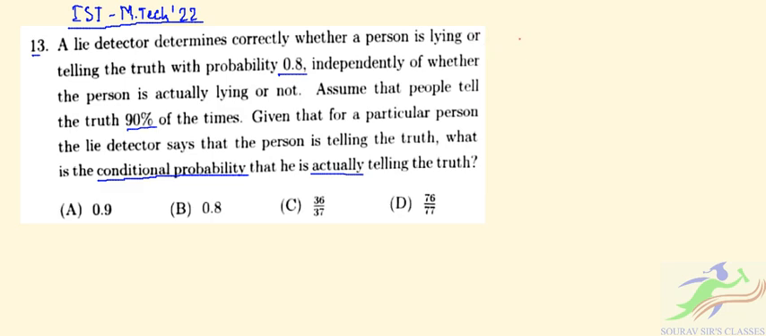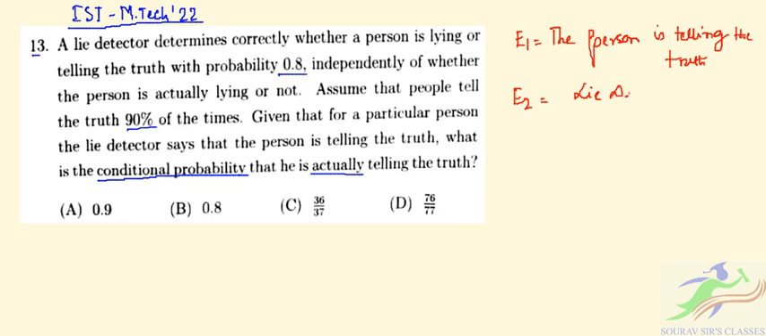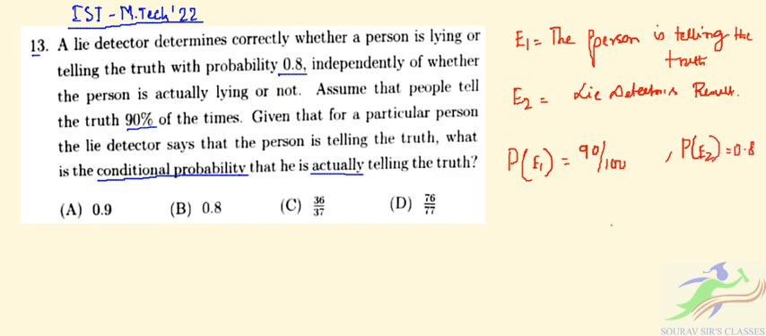Suppose E1 is the event where the person is telling the truth, and E2 is the lie detector's result. So we have this probability of E1 as 90 by 100 and probability of E2 is given as 0.8, right?